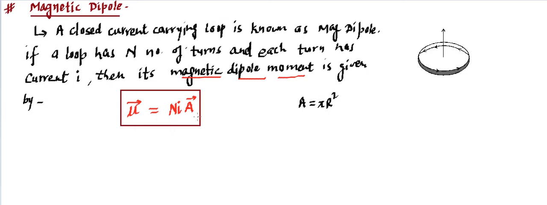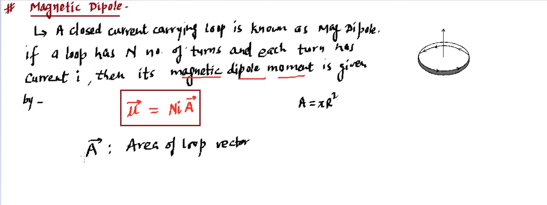So this A is the area of the loop. Let me write that precisely: A vector is the area of loop vector. So how to write the magnitude? We have written the magnitude. If it is circular, it's going to be pi r square, and if it is rectangular, accordingly we will find the area of that loop.